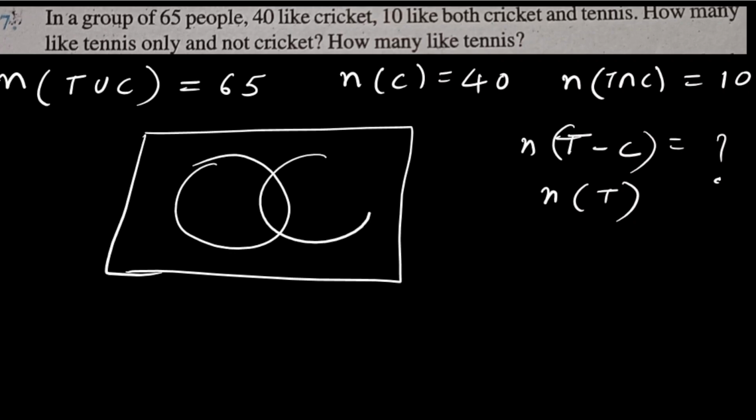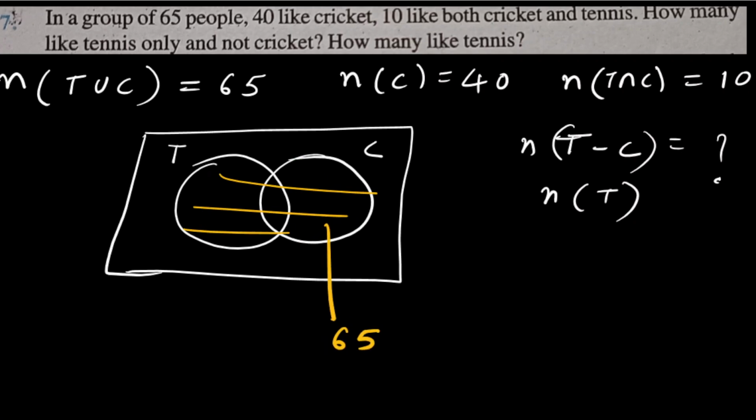So these two sets are there. Suppose this is set tennis and this is set cricket. So their union is given to us because a group of 65 people is there. So union means this full thing. This is equal to 65, right? If this is equal to 65, N of C is equal to 40.